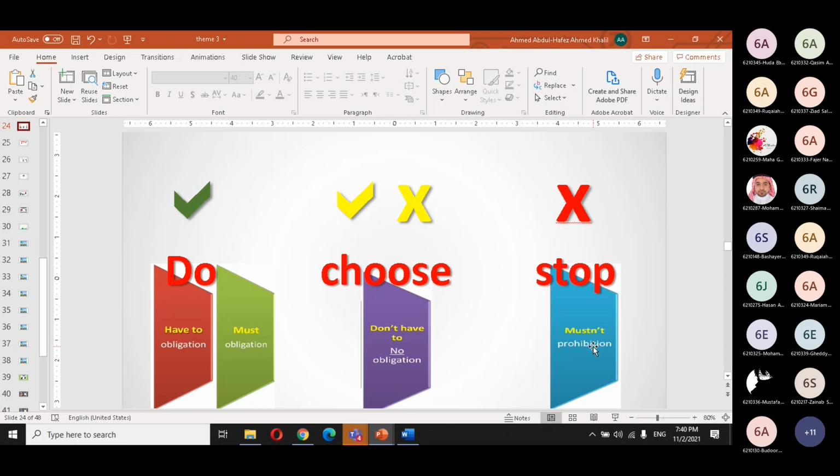As we said, you mustn't park here, you mustn't stop here, you mustn't smoke in the mall, okay? So here you mustn't. But if you are free to do something or not to do it, we use don't have to. Don't have to means I'm free to do something or not to do it.